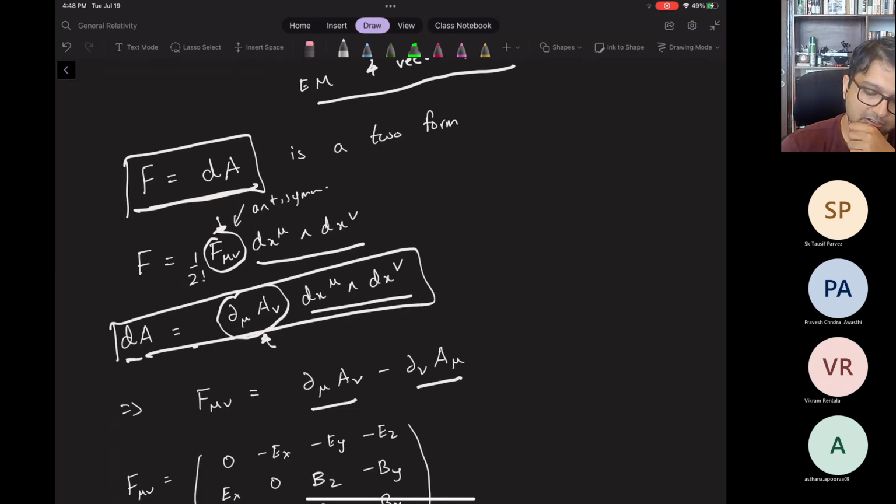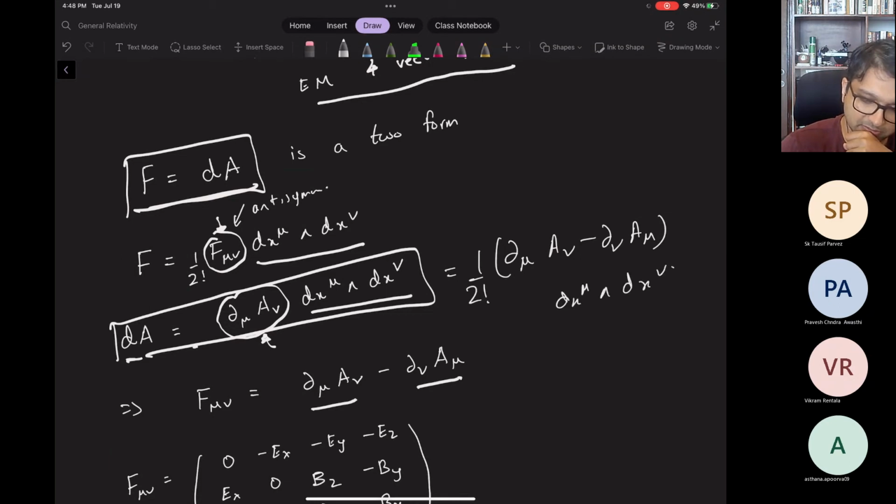Okay. And so if I want to write this as an antisymmetric coefficient, I would write it as partial mu a nu minus partial nu a mu, times 1 over 2 factorial dx mu wedge dx nu. Now this is antisymmetrized.